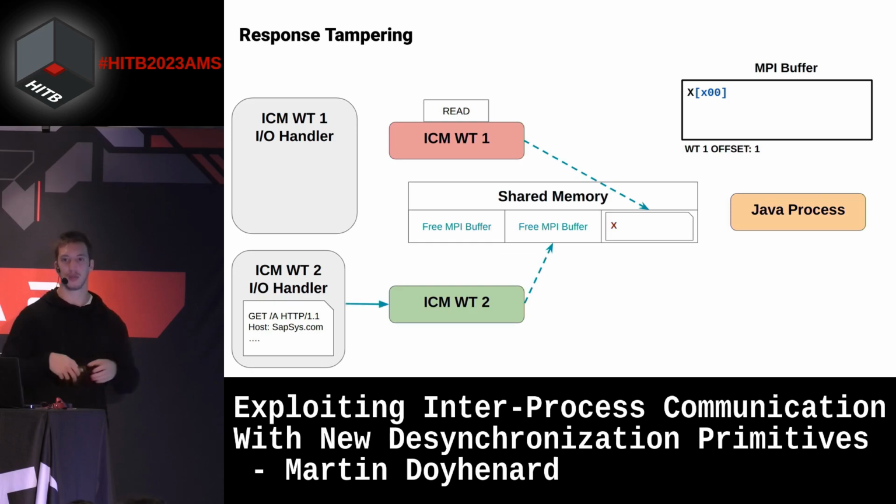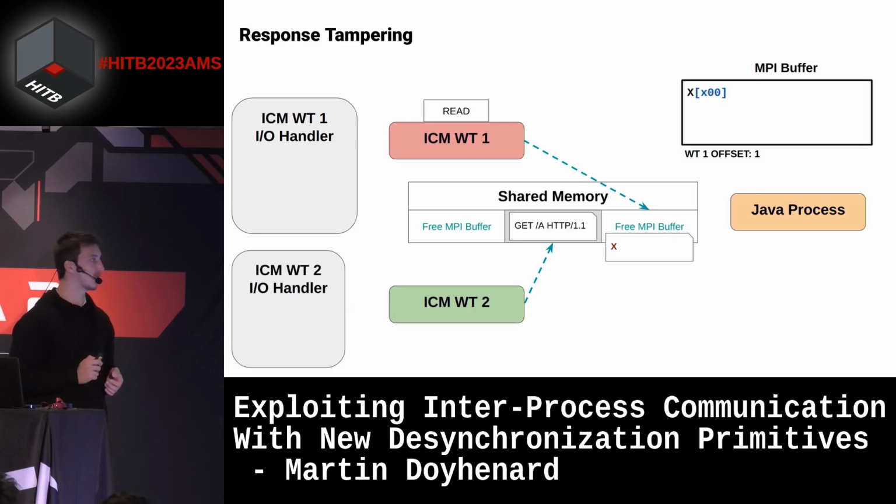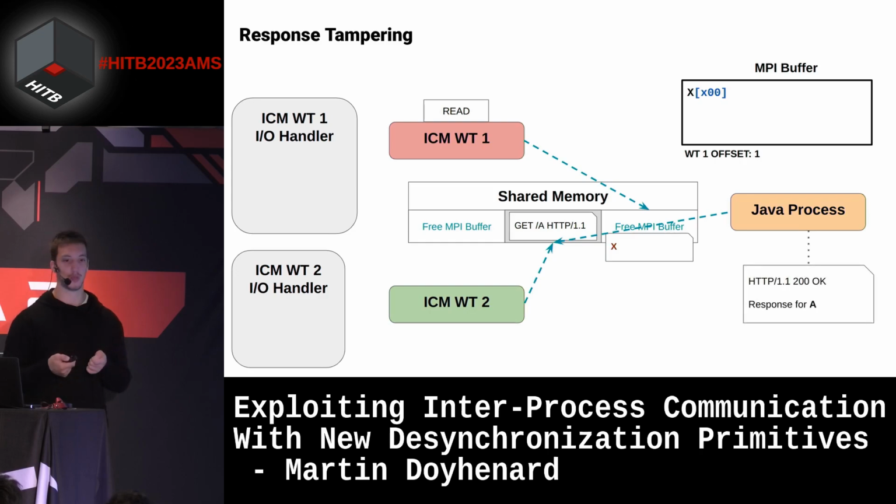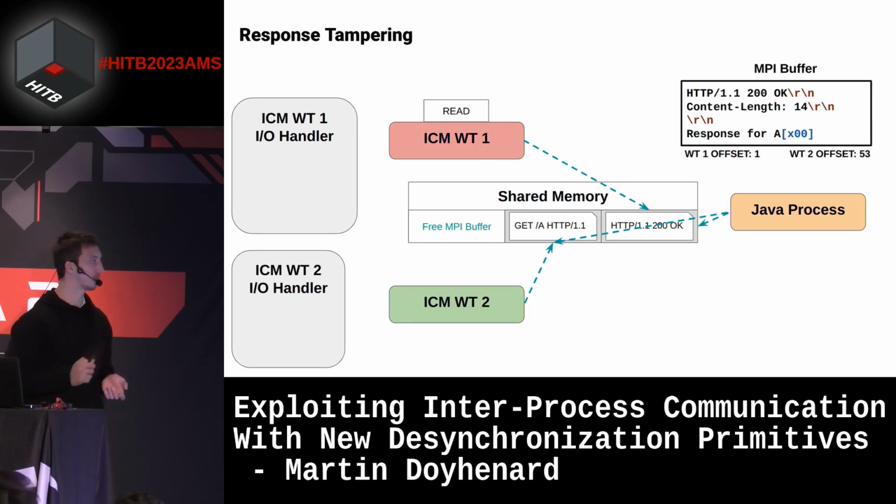Okay, this is just timing. We need to send a few requests, and sometimes the worker thread 2 will reserve the same MPI buffer, sometimes another one. So in this case, the worker thread 2 has reserved another MPI buffer, generated a request, and this has been sent to the Java process. When the Java process generates a response, instead of placing it in any buffer, it will place it in the same buffer that we control from the request of the worker thread 1. So now we have a reference to the response that has been generated for worker thread 2.